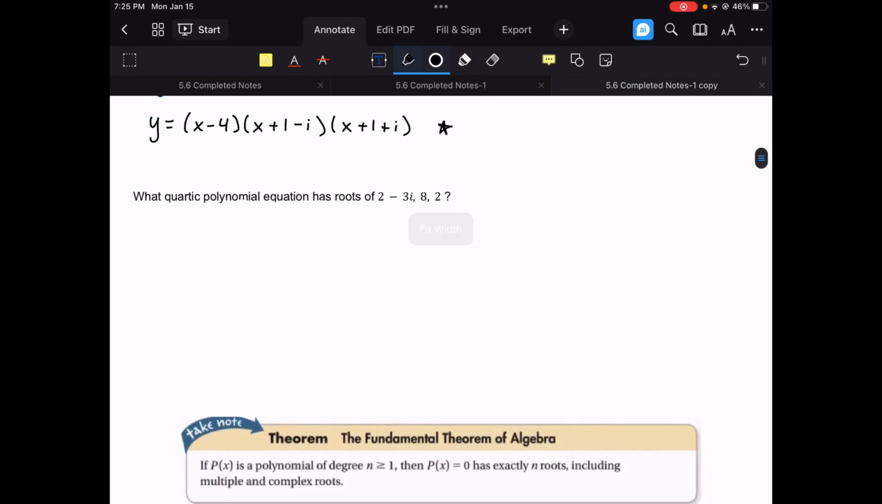Next one down, it says, what quartic polynomial equation has roots of 2 minus 3i, 8, and 2? In this case, this is another one of those non-real roots, so we know we have the conjugate 2 plus 3i as well. We'll do the same thing we did in the last one and build our factored form polynomial. So y equals, starting with the 8, x minus 8, then x minus 2, then x minus (2 minus 3i), and then x minus (2 plus 3i).